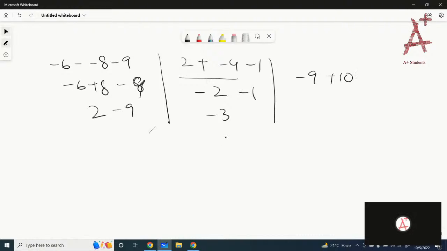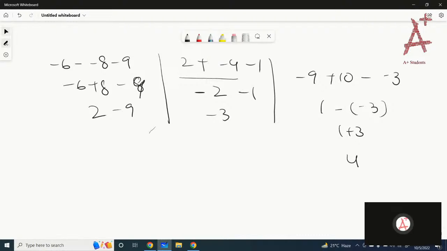Negative 9 plus 10 and negative 3. So negative 9 plus 10 is 1, and 1 minus negative 3 is, it would be 1 plus 3, and 1 plus 3 is 4. Got it? So select the correct option and click on the OK button.